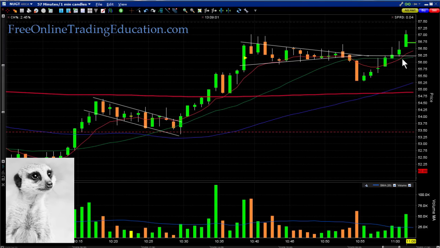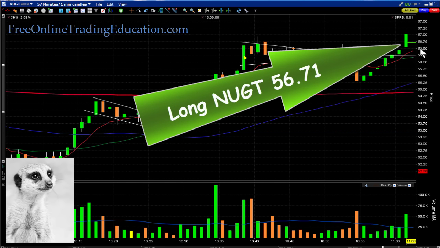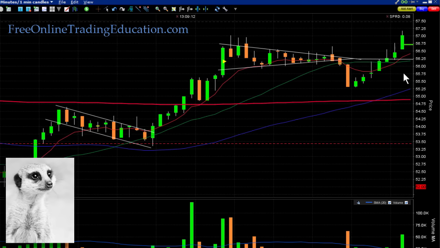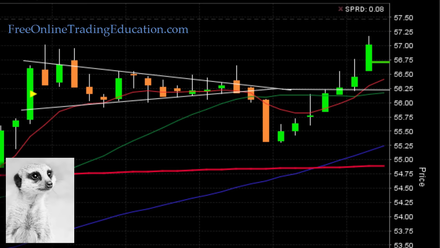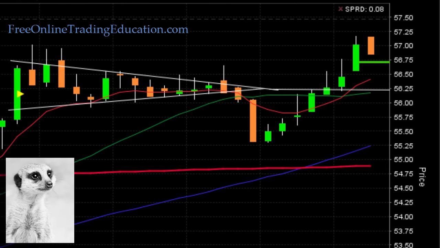Boom, there she goes. Boom, boom, boom, and look at the volume come in to the upside. So I'm now long at 56.71 on NUGT. Let's set a stop just below this 8 EMA, a little bit less than 1% on this 1 minute chart. And now it's going to ride there.